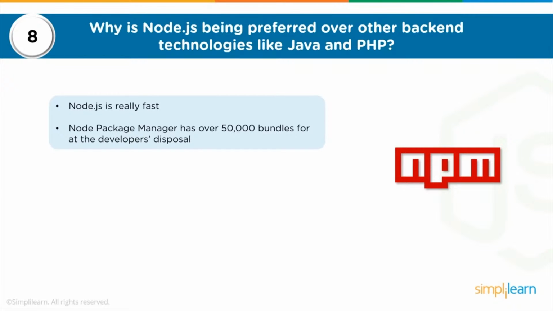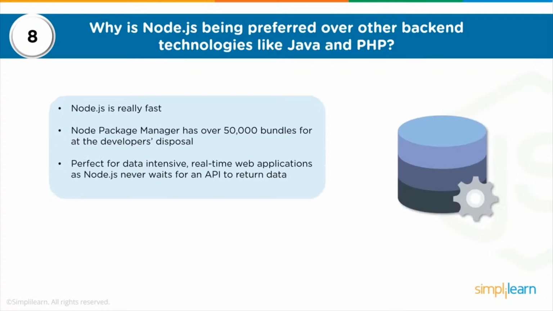The second is really the secret sauce with Node.js: the Node Package Manager. The Node Package Manager allows you to install additional functionality, such as Express or Mongo as a database, into your solution really quickly. There are over 50,000 bundles available for the Node Package Manager. If you're building a real-time application that's data intensive and you need to have APIs quickly developed, then Node.js is really a great solution for you.